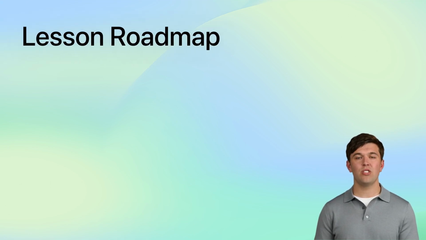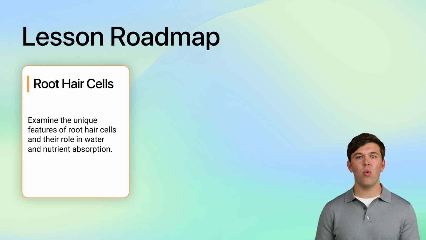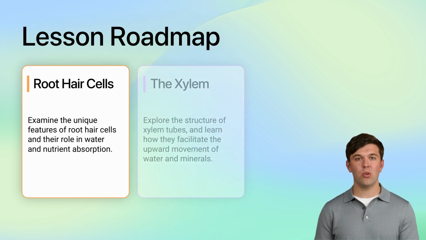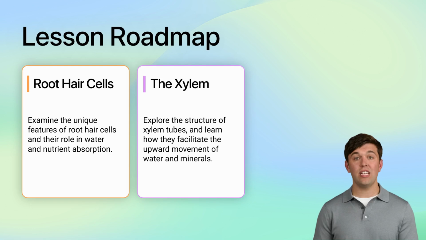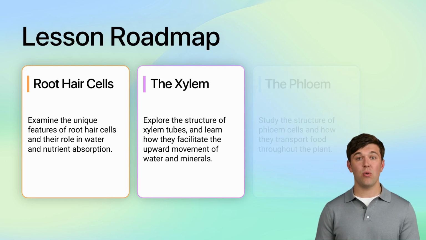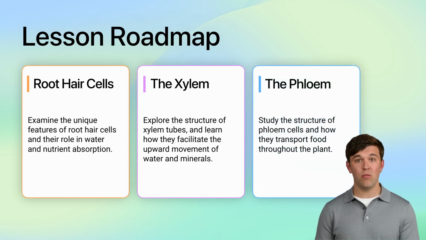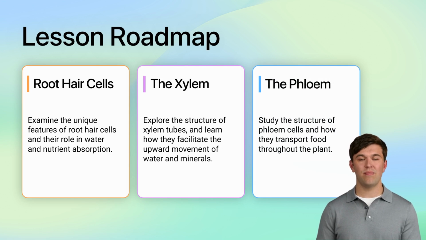In our lesson today, we will examine the unique features of root hair cells and their role in water and nutrient absorption. We will then explore the structure of xylem tubes and learn how they facilitate the upward movement of water and minerals. Additionally, we will study the structure of phloem cells as well as how they transport food throughout the plant.